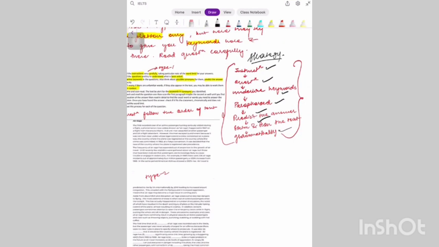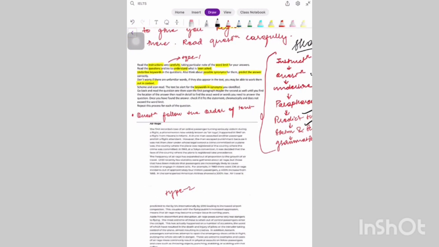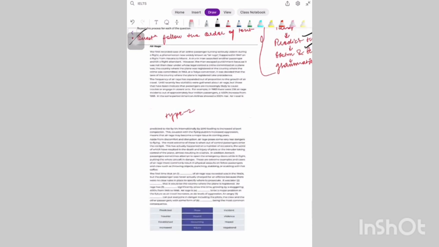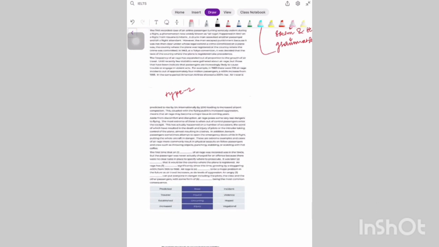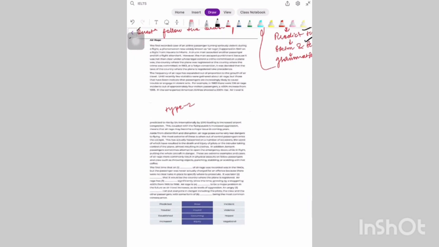Then another tip is that the questions will follow the order of the text. It means if the first question is answered in the first paragraph, the next question will be in the next paragraph. So these are a few question types that you can solve on the basis of what you have just learned. So let's practice these exercise questions.